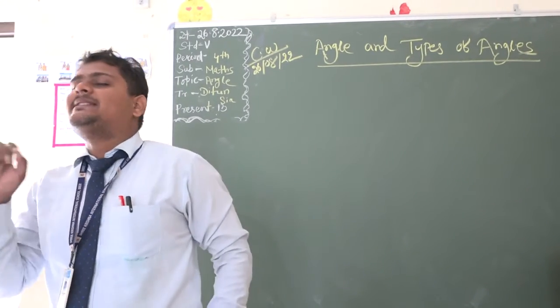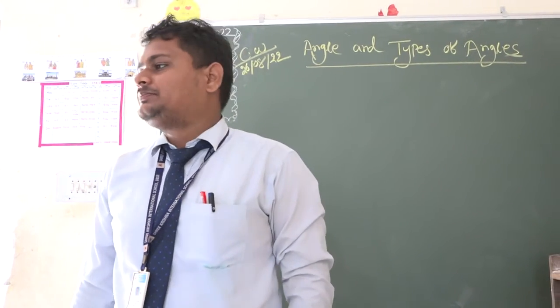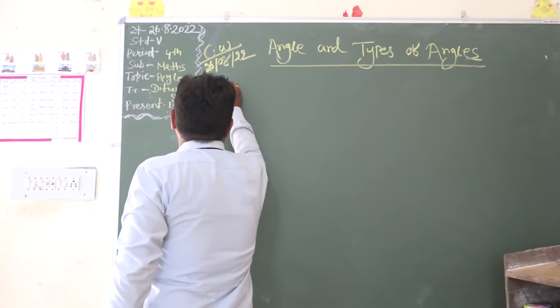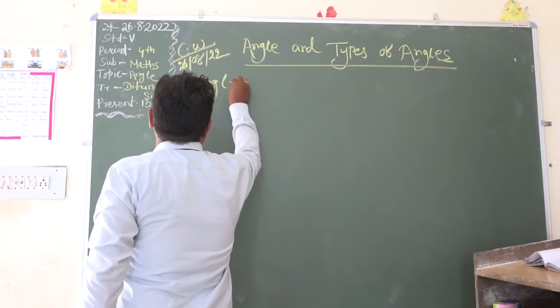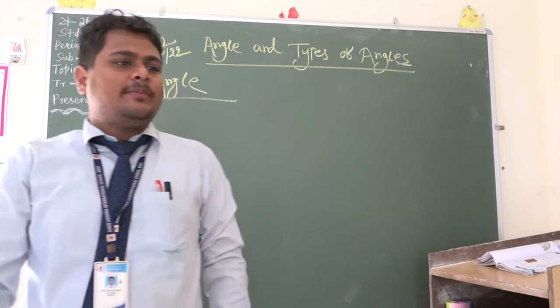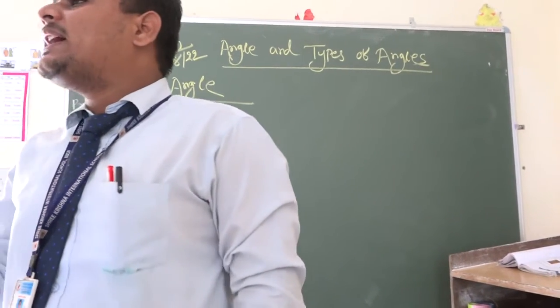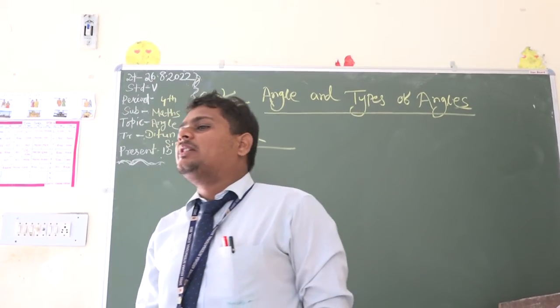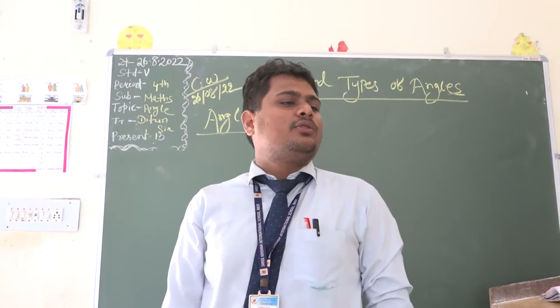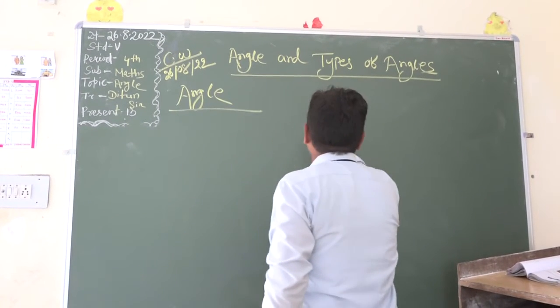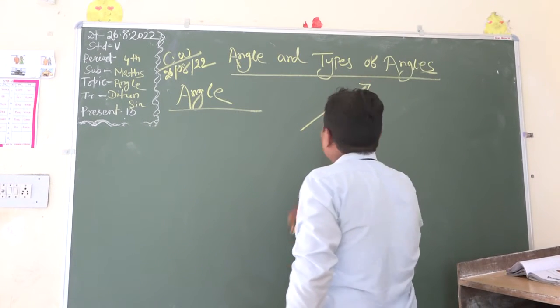First tell me, what is angle? Who can say? Yes, Abhinit. When two rays are joined together, it is called an angle. Very good. So angle means when two rays connect or join with each other at a single point, that is known as an angle. Ray means one side will be there.